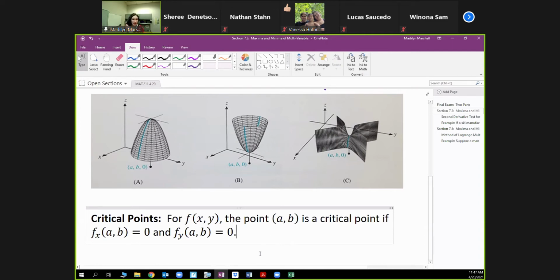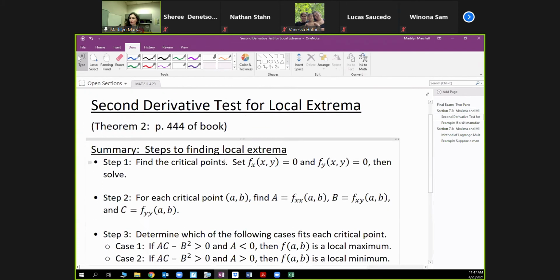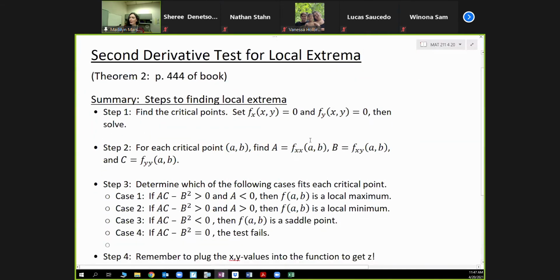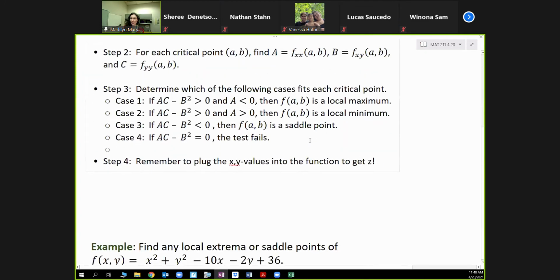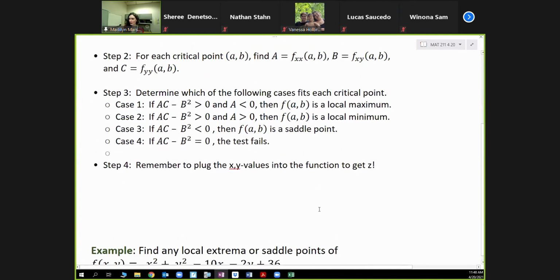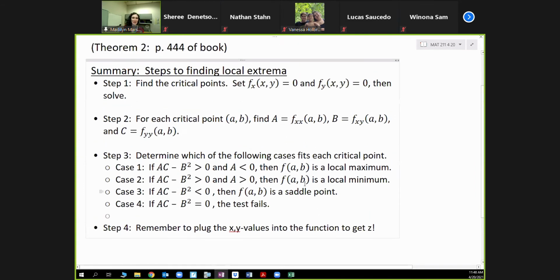The process for finding these maximum and minimum has a few steps. There is a theorem in the book on page 444, but I have kind of summarized it. So I'm going to go to the next page. We're going to go through all of these steps and I have them written down. Oh wait, maybe I don't have them written down. Okay, I'm going to copy and paste them below for our example.